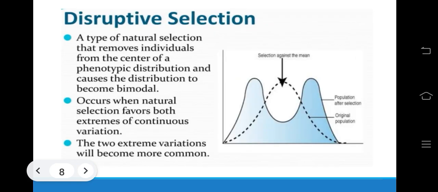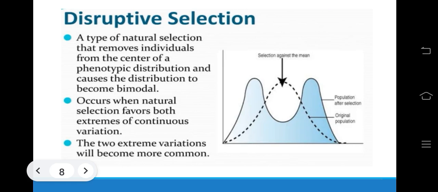Then disruptive selection: a type of natural selection that removes individuals from the center of a phenotypic distribution and causes the distribution to become bimodal. Bimodal in the sense that the middle portion is removed and both extremes are selected. Selection against the mean.